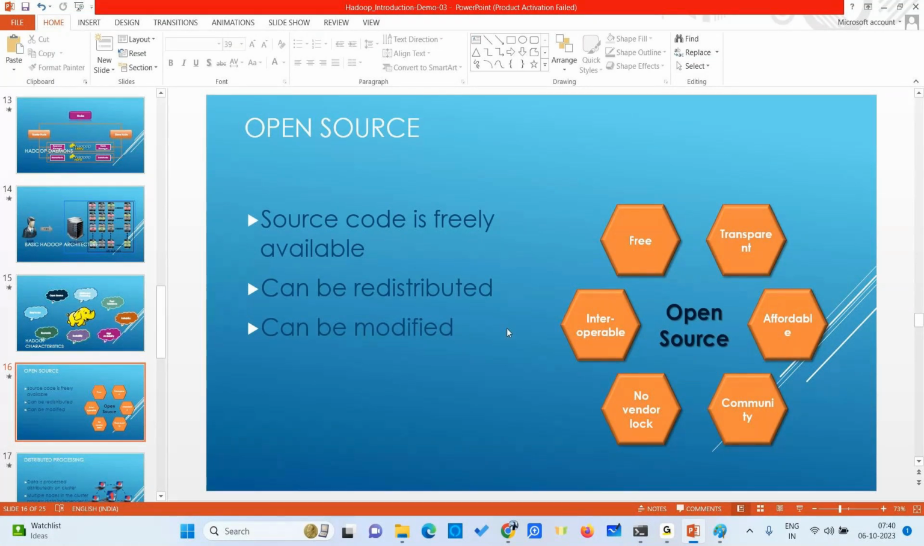Okay, these are all the different uses of this open source platform, that is free and transparent, affordable, and its community is available. You can get help very easily, and there is no vendor lock-in, and it is interoperable. So these are all the different advantages of an open source platform.